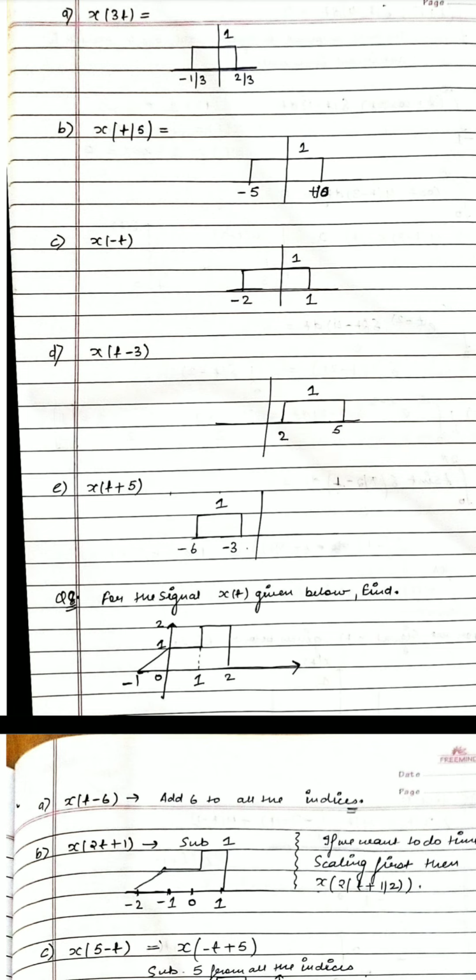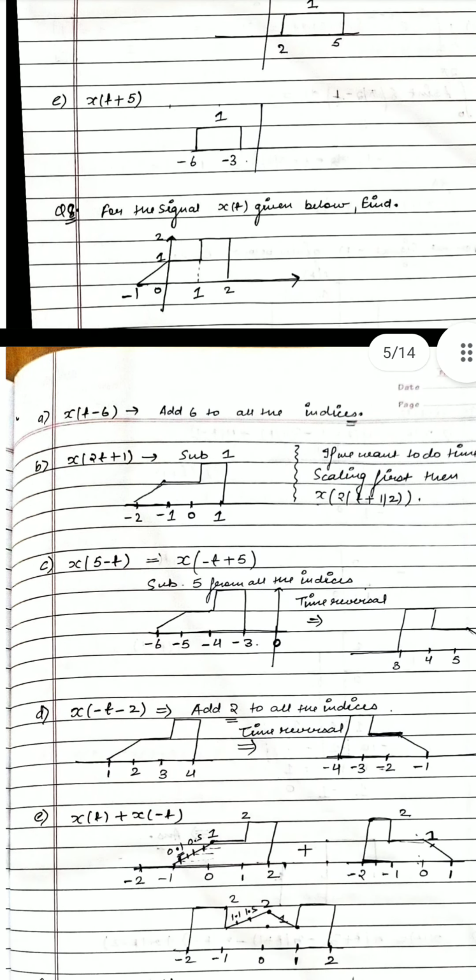X of t plus 5 means subtract 5 from all the indices. So if we subtract 5 from -1, it will become -6. If we subtract 5 from 2, it will become -3. Okay.